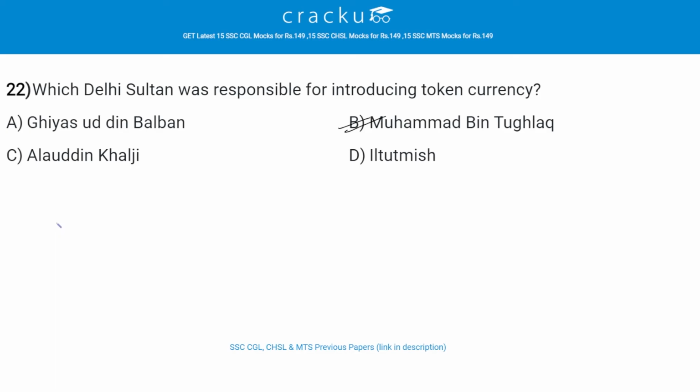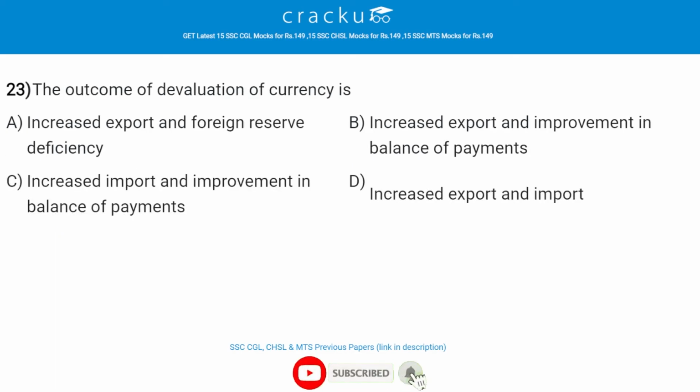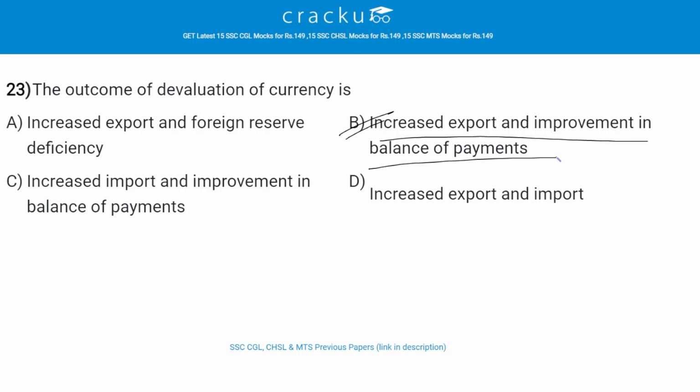The outcome of devaluation of currency is, the correct answer is B, that is increased exports and improvement in balance of payments. So the outcome of devaluation of currency is increased exports and improvement in balance of payments.